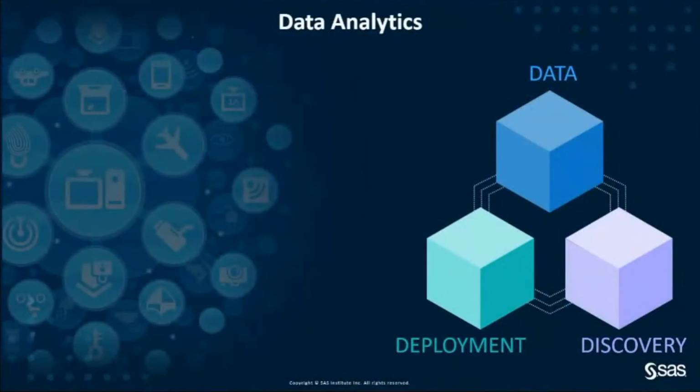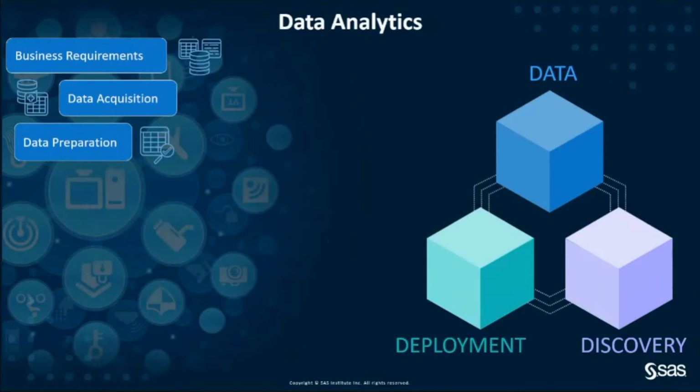What do we understand by data analytics? Here is this circle of 3 pillars that says data deployment and discovery. When we have the data, first we need to analyze what is the business requirement. Based on that, we try to acquire the data and understand what type of different data is provided by the business for this business use case, and what we can do out of that.